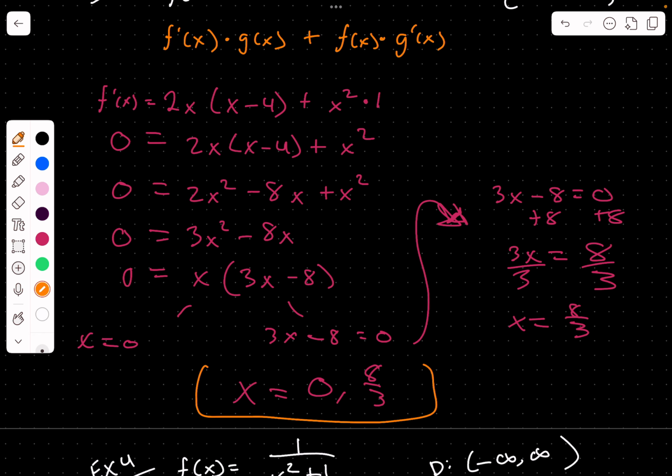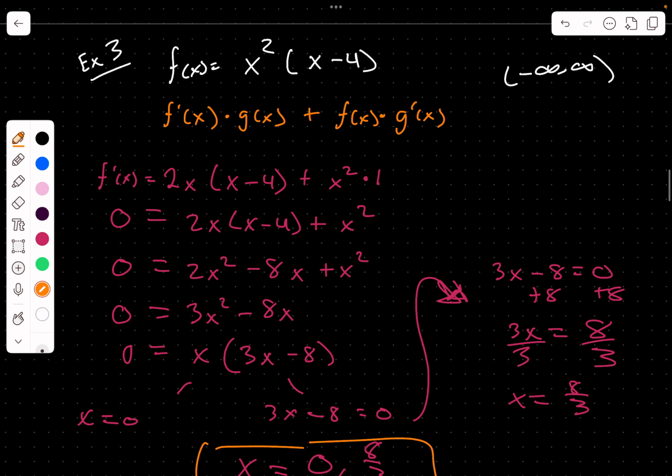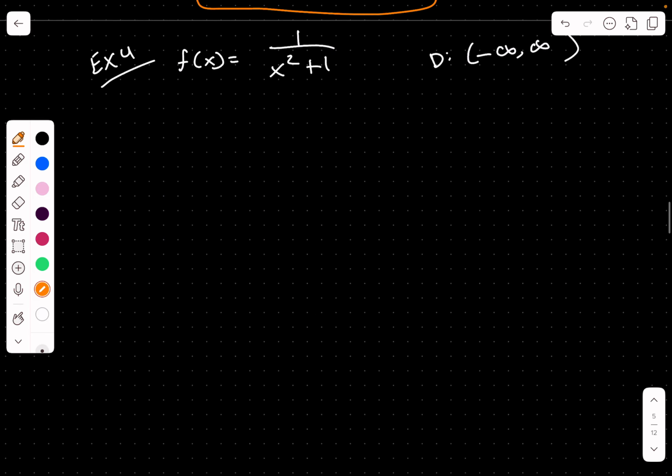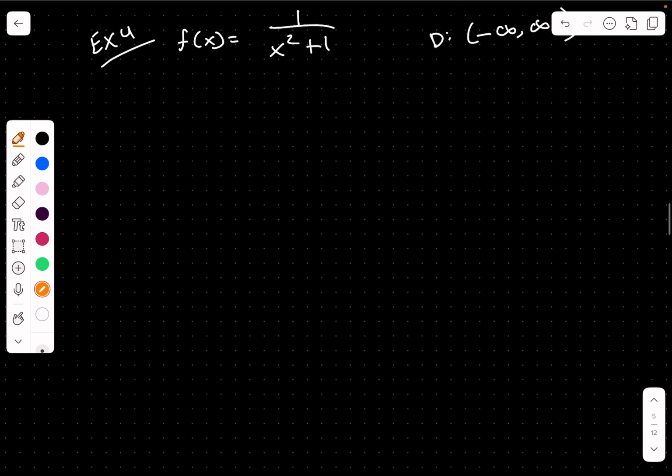And again, our domain is all real numbers, so these fit perfectly fine. Okay, let's do one with the quotient rule. So again, this domain is all real numbers because if you look at that x squared, it doesn't matter what you put in there, whether it's negative or positive, it's always going to spit out a positive because it is squared.